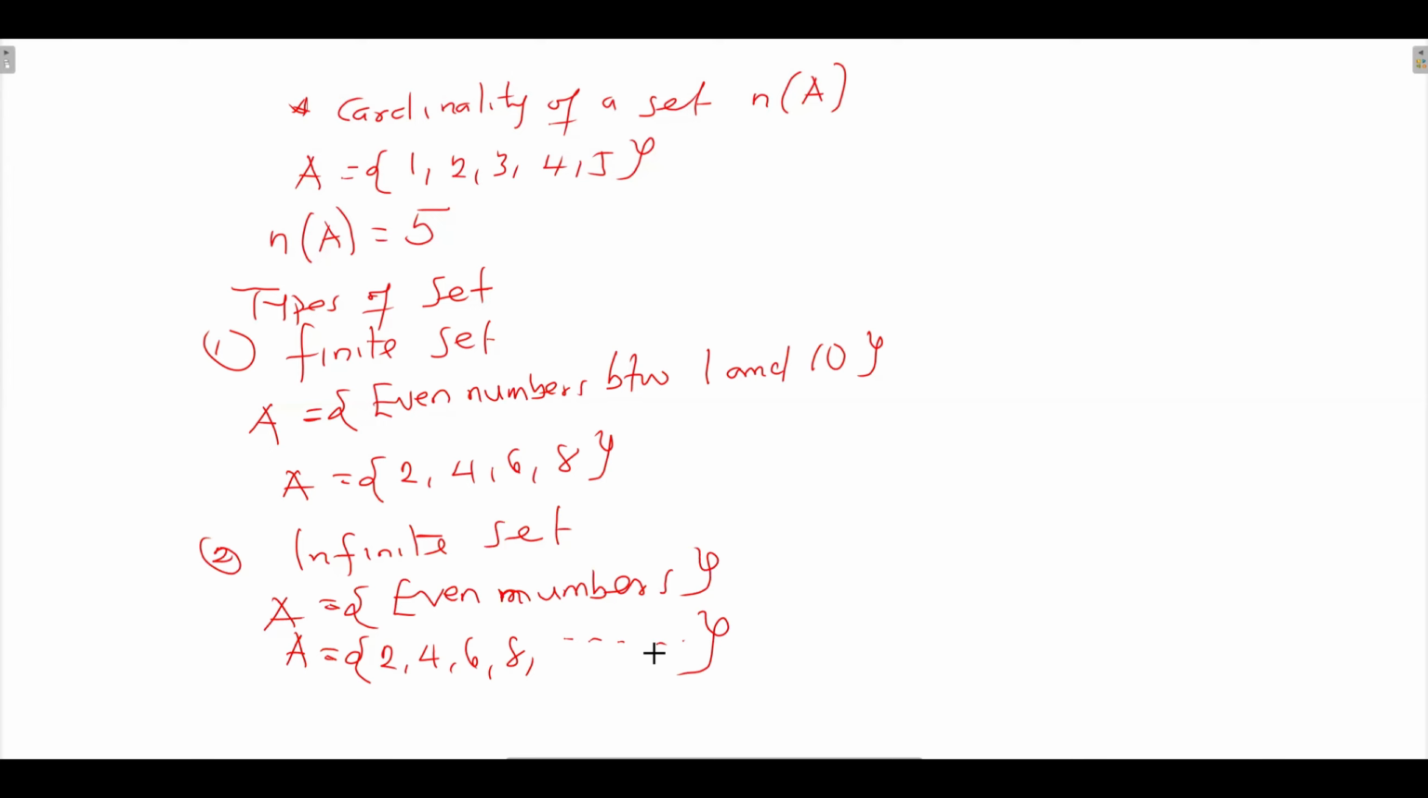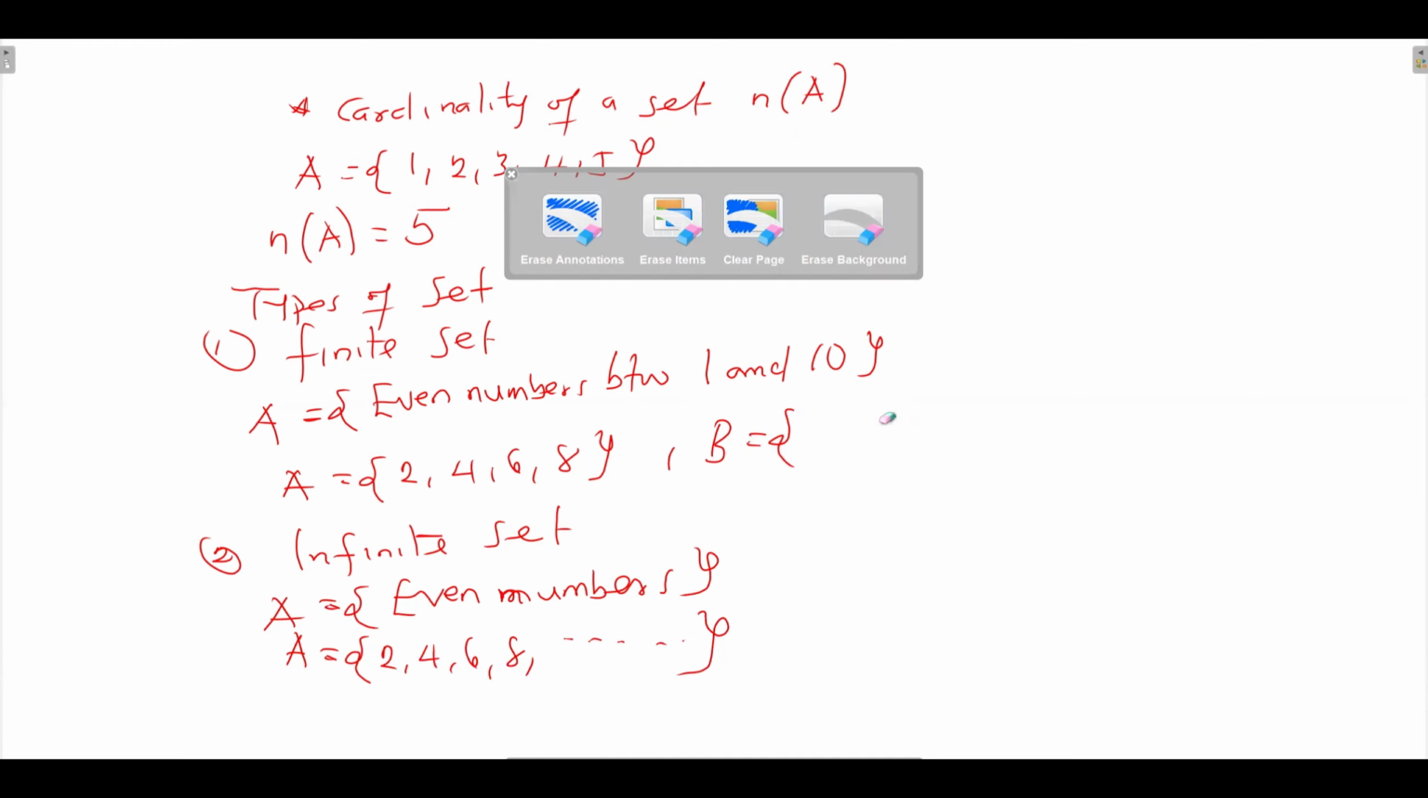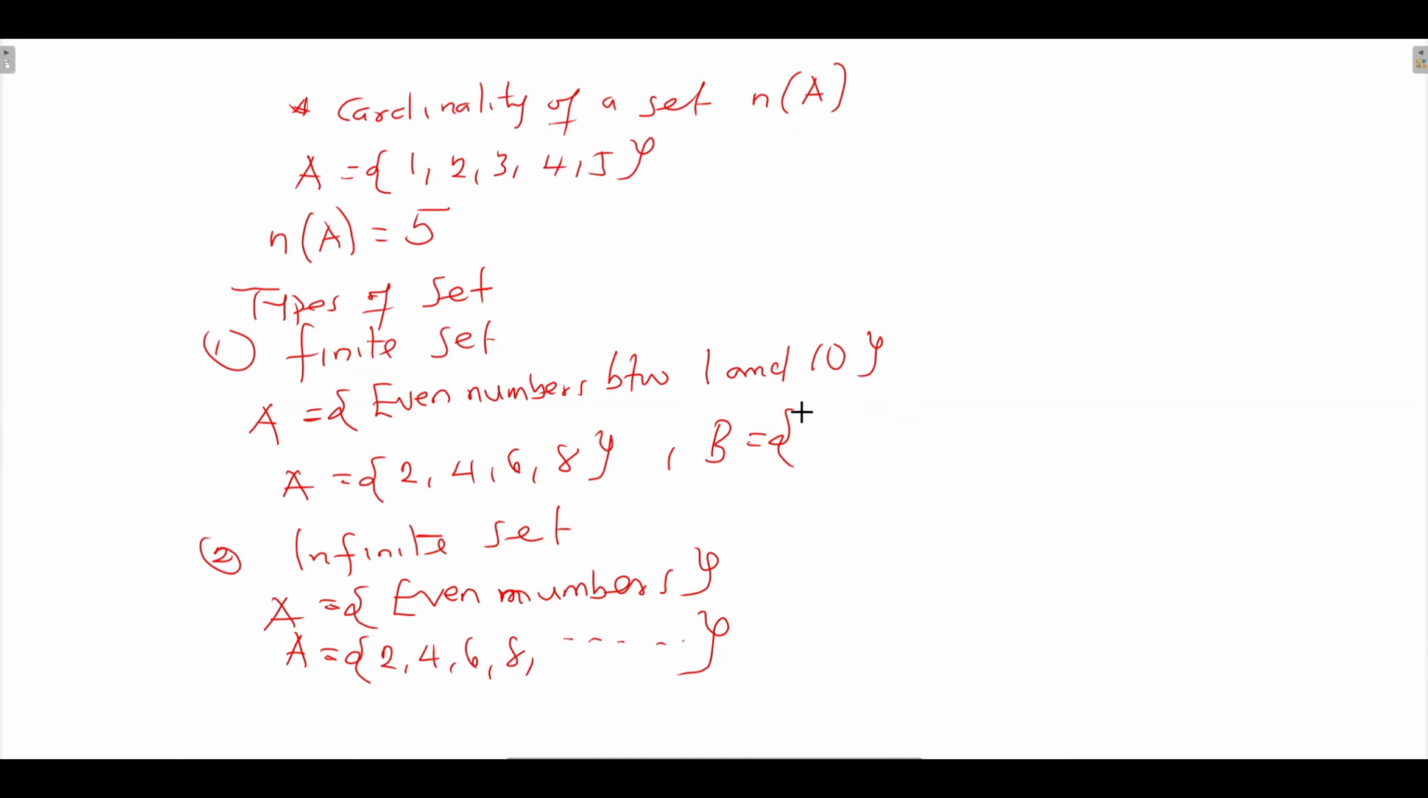That means it's an infinite set. Sometimes you can see the dots also in a finite set, but you don't see it in this form. If I want to write something in a finite set, let me say 1, 2, and the set is integers from 1 to 10. Let me say set B is integers from 1 to 10.